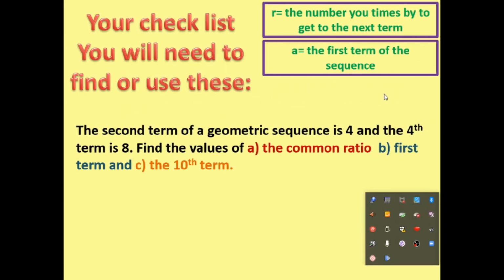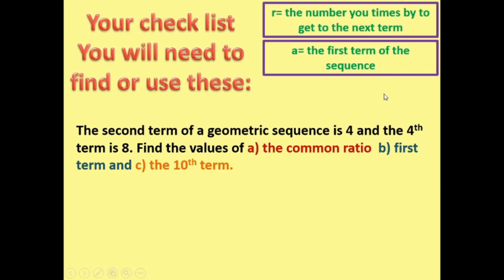Essentially, that's the lesson. Now, I just want to give you another question, just trying to challenge you. The second term of a geometric sequence is 4, and the fourth term is 8. Find the common ratio, the first term, and the 10th term. Let's give you a bit of time to think about this. So I know my sequence can be A, then 4, then this is going to be AR squared, then 8. I want to find out what A is. I want to find out what the 10th term is.